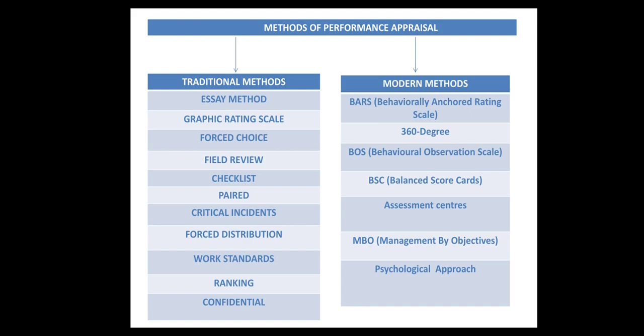The traditional method consists of essay, graphic rating, forced choice, field review, checklist, paired comparison, critical incidents, forced distribution, work standards, ranking, and confidential reports. These methods are right now outdated, and the majority of companies are using modern techniques. That is BARS, behaviorally anchored rating scales, 360-degree, that is from all aspects. Then behavioral observational scale, balanced scorecard, which is one of the important techniques, assessment center, management by objectives, and psychological approach. All these will be discussed in the coming slides.